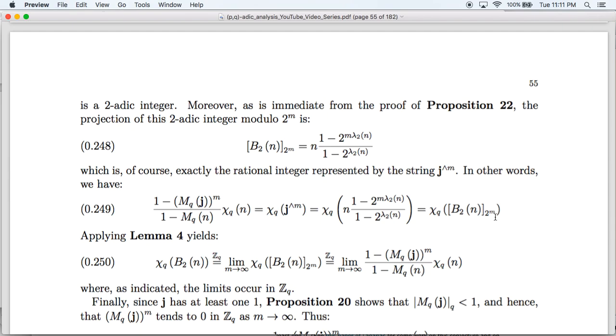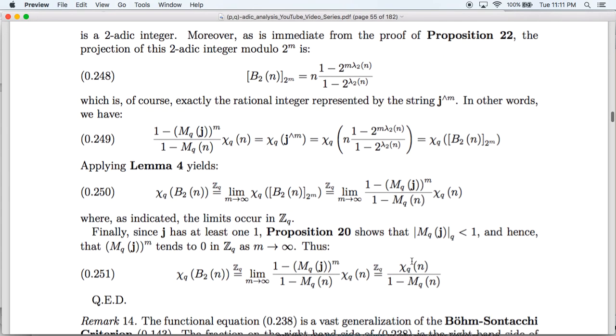Now we use Hensel continuity. As m goes to infinity, this is going to converge q-adically to this quantity, and as m goes to infinity, this thing is going to converge q-adically to here, because mq of bold j has a q-adic absolute value less than 1, because bold j has at least one 1. So this here converges to that, q-adically, and this converges q-adically to that, and we're done.